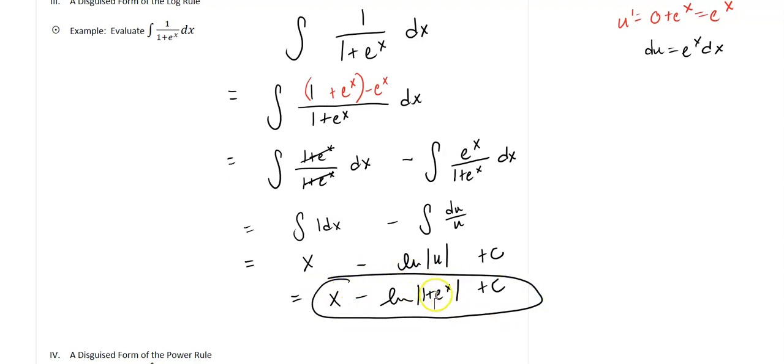And you don't technically need the absolute value bars here. You could remove them, or if you're not sure about it, you can leave it.